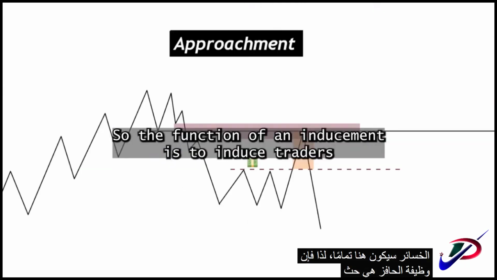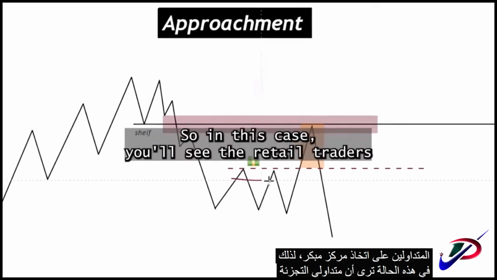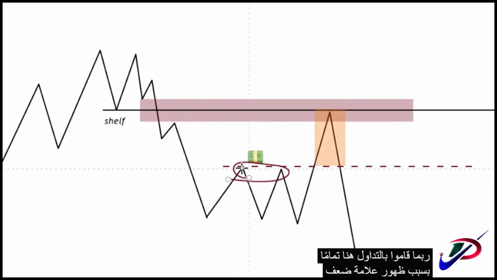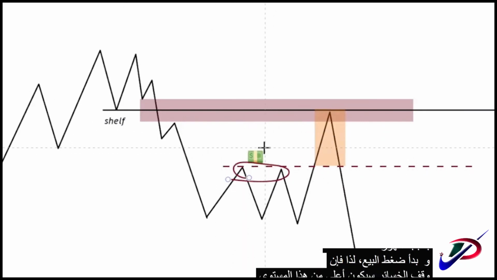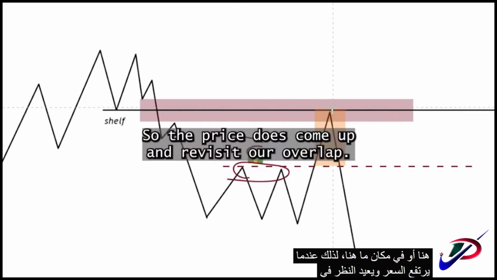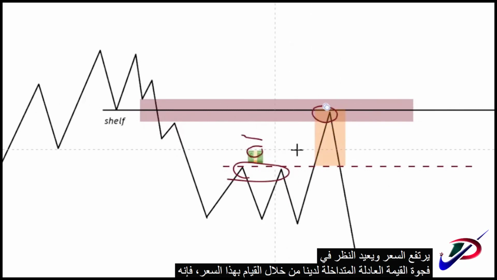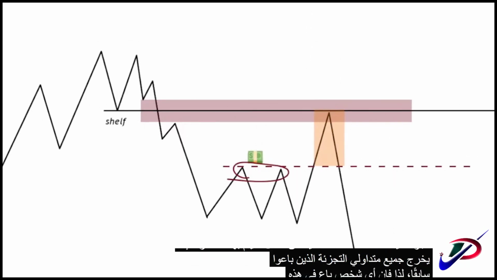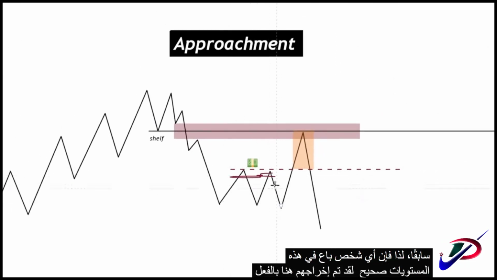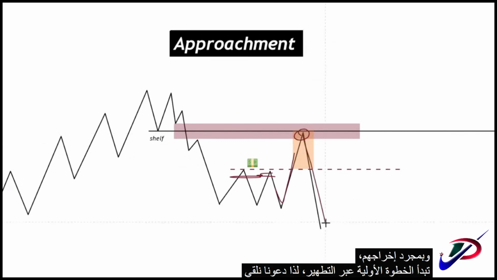So the function of an inducement is to induce traders into taking an early position. So in this case, you'd see the retail traders might have taken a trade right here. Why? Because a sign of weakness has been shown and selling pressure started. So their stop losses will be above this level here or somewhere here. So when price does come up and revisit our overlap fair value gap, by doing this, price takes out all the retail traders that sold previously. So anybody that sold in these levels right here already got taken out. And once they get taken out, the initial move starts via purge.